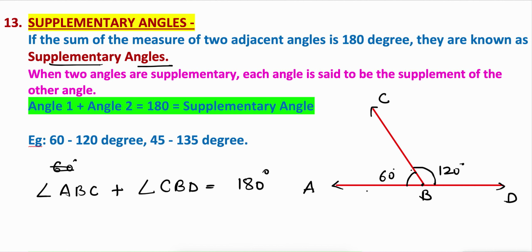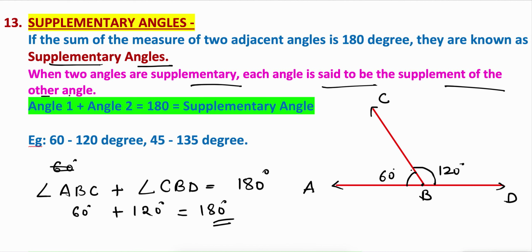So what is angle ABC? Angle ABC is 60 degrees plus angle CBD is 120 degrees. The sum of these two angles is equal to 180 degrees. So these two angles are supplementary angles. For supplementary angles, the sum of the measure of two adjacent angles should be 180 degrees. When two angles are supplementary, each angle is said to be the supplement of the other. So angle ABC is the supplement of angle CBD and angle CBD is the supplement of angle ABC.